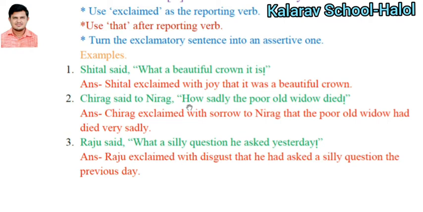Okay, now a new one. Chirag said to Nisarg, "How sadly the poor old widow died." Chirag exclaimed with sorrow. Why? Because he feels sorrow here. So the expression, the feeling, is about sorrow. Chirag exclaimed with sorrow to Nisarg that the poor old widow had died very sadly. Why is "had died" written here? Just because this sentence is in the simple past tense. So the simple past tense transforms into the past perfect tense.